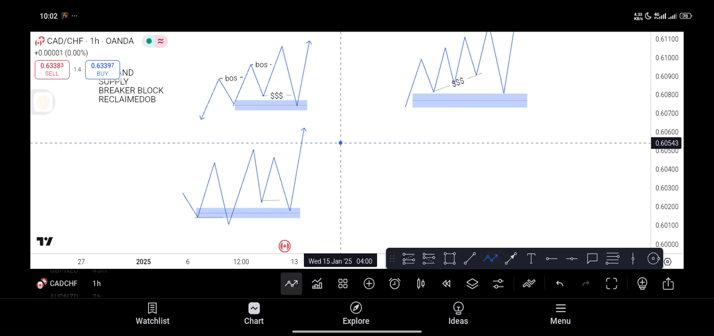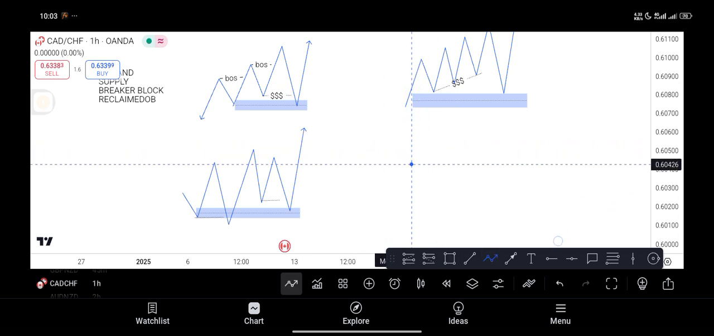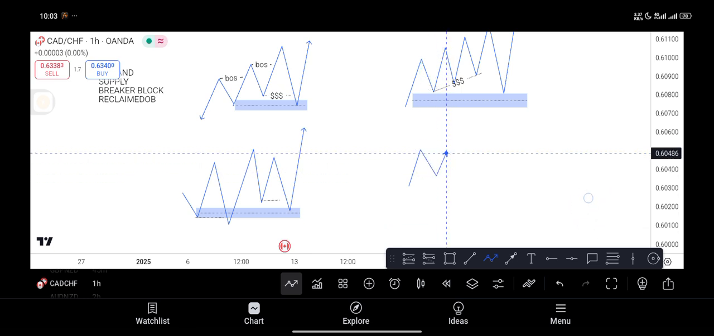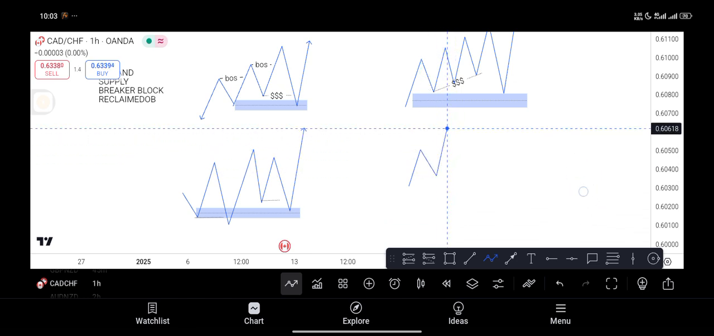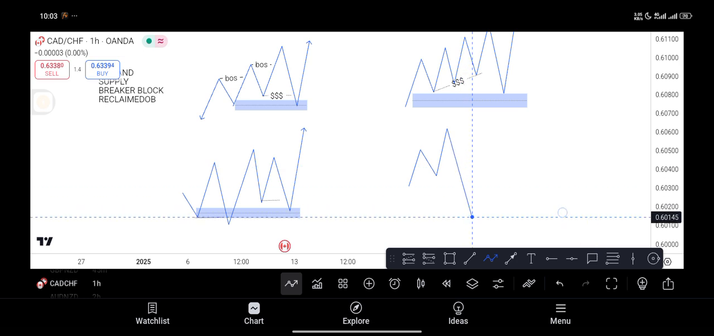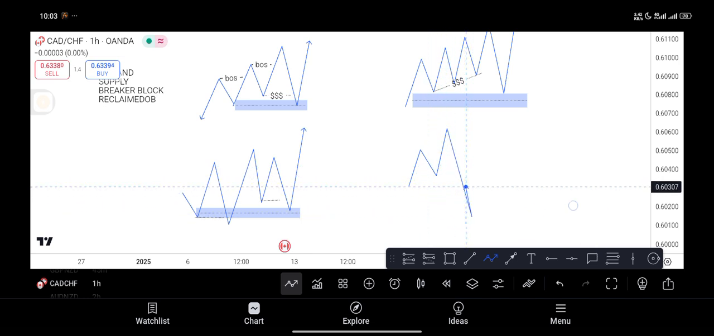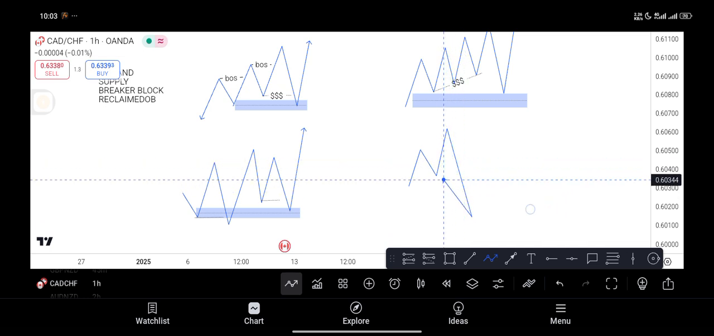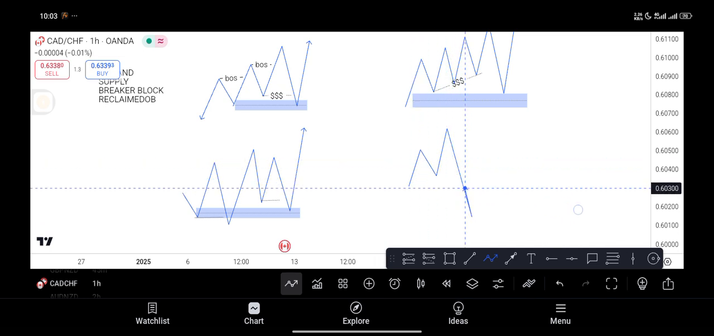So guys, the next entry model you're going to be having is, let's say price was in an uptrend like this, and then it breaks this demand zone. Guys, it breaks it with what? An impulse. Note that down. I don't say it will just break it with a little candle. It breaks it with great momentum. There is an impulse, very huge candles.